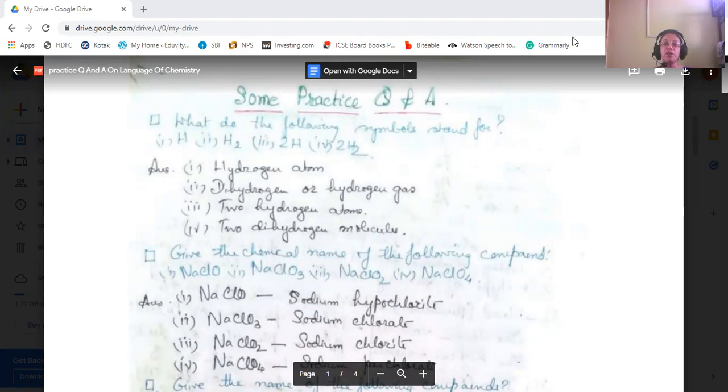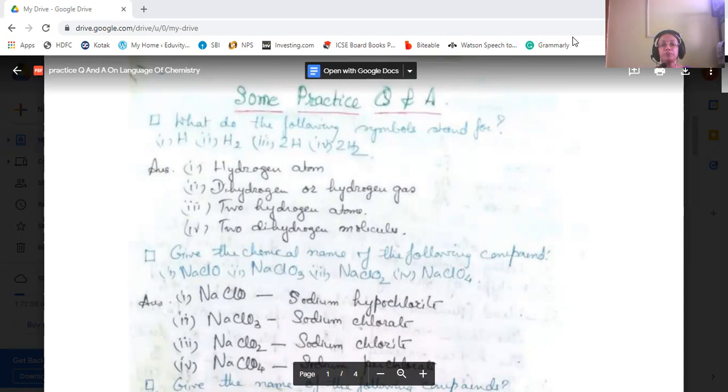Let me start with the chapter today, that is the practice question answers which I'm going to discuss today. So what do the following symbols stand for? H, H2, 2H, and 2H2. So first one, H is hydrogen atom. Second, H2 is dihydrogen or hydrogen gas. 2H is two hydrogen atoms, and 2H2 is two dihydrogen molecules.